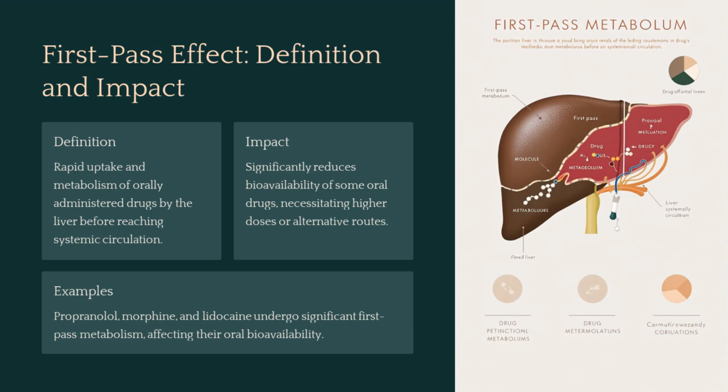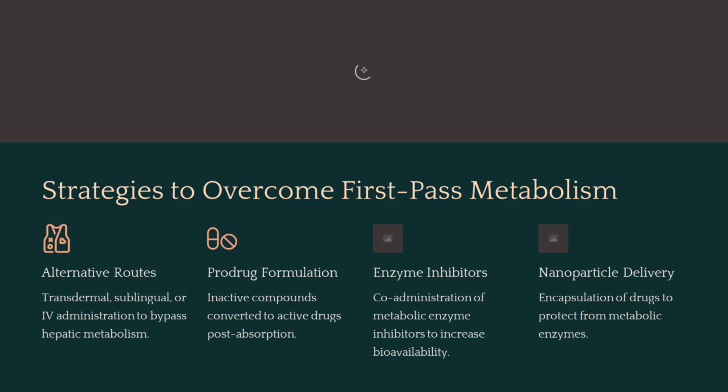The first-pass effect involves the rapid uptake and metabolism of orally administered drugs by the liver, reducing bioavailability. Examples include propranolol and morphine, which undergo significant first-pass metabolism. Strategies to overcome first-pass metabolism include alternative routes like transdermal or IV administration, prodrug formulation, enzyme inhibitors, and nanoparticle delivery to protect drugs from metabolic enzymes.